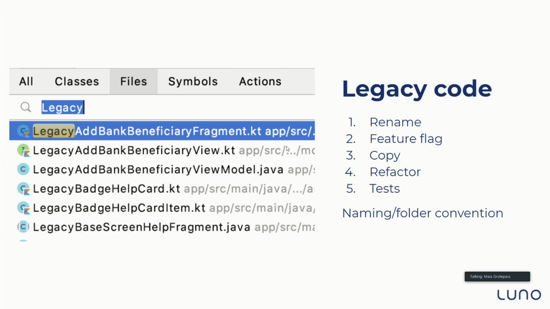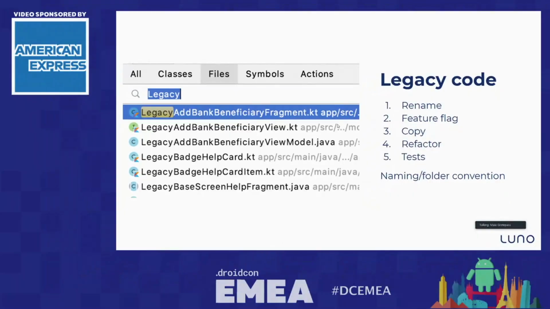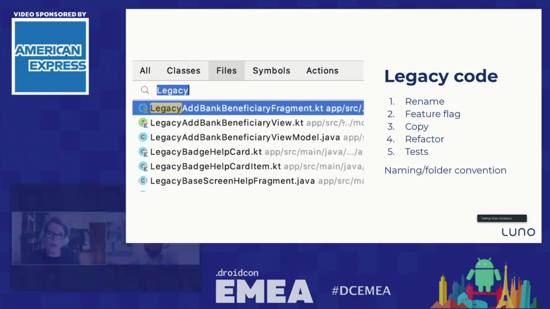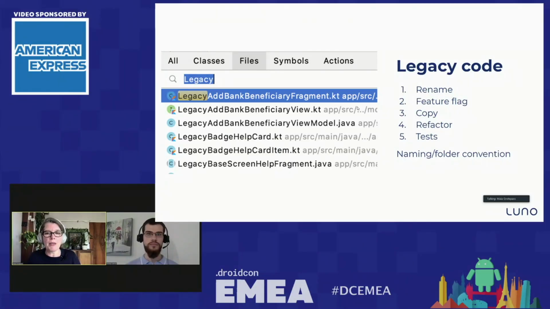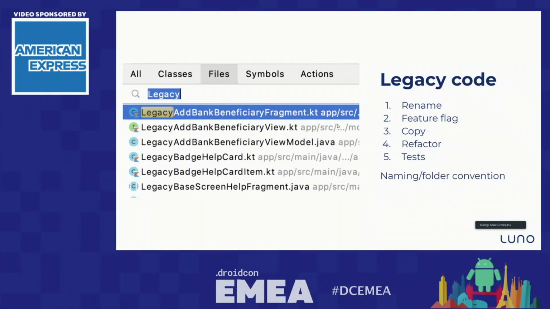Then you make a copy of the class without the legacy prefix, and then you start refactoring and writing tests. So I've put refactor and then write tests in that order, but you can start writing tests before refactoring. But sometimes if you haven't refactored yet, you can't write tests at all. And the other important thing to remember here is that it helps if the whole team uses the same naming convention or folder convention when they're moving things to legacy classes, because this just helps it to be searchable.